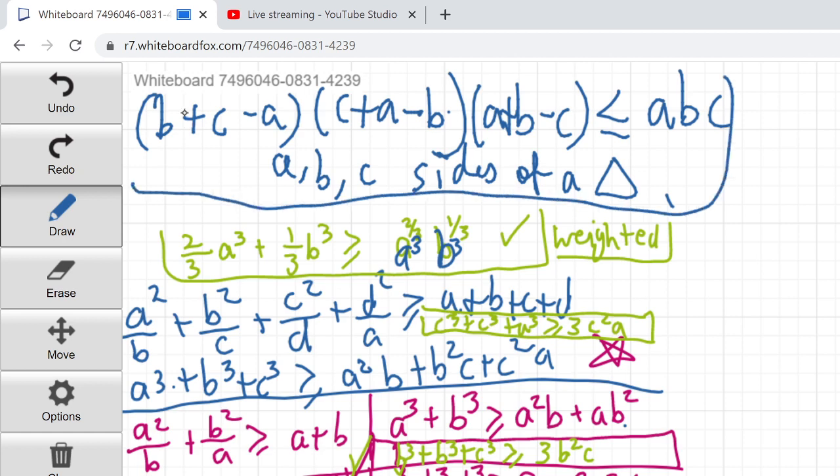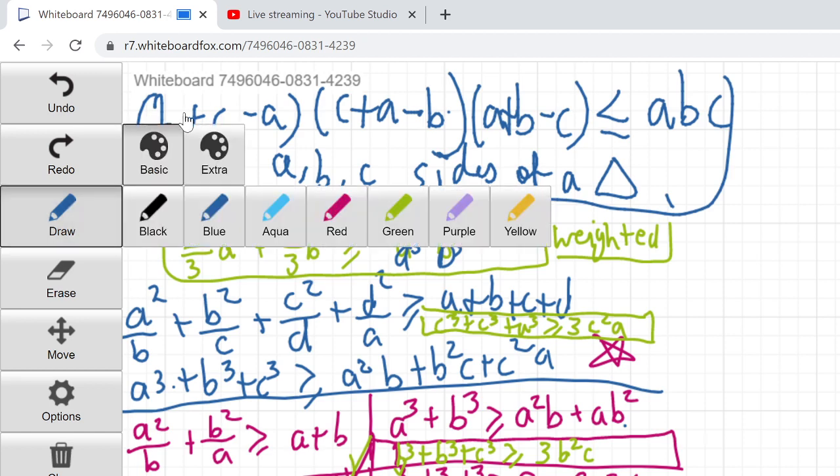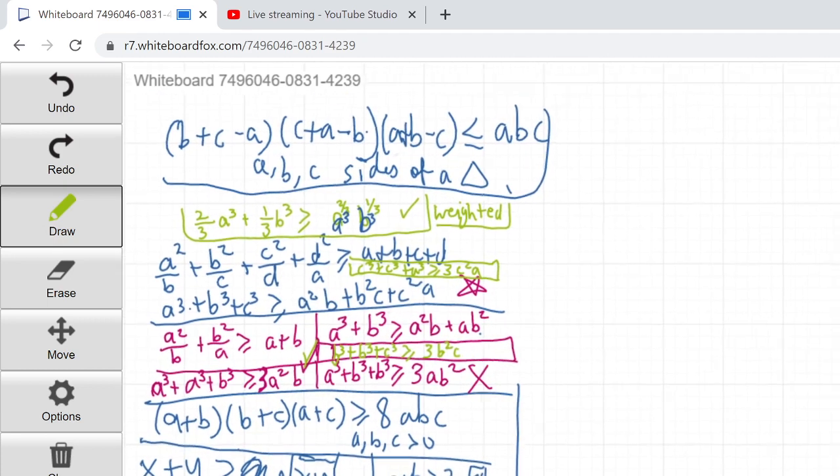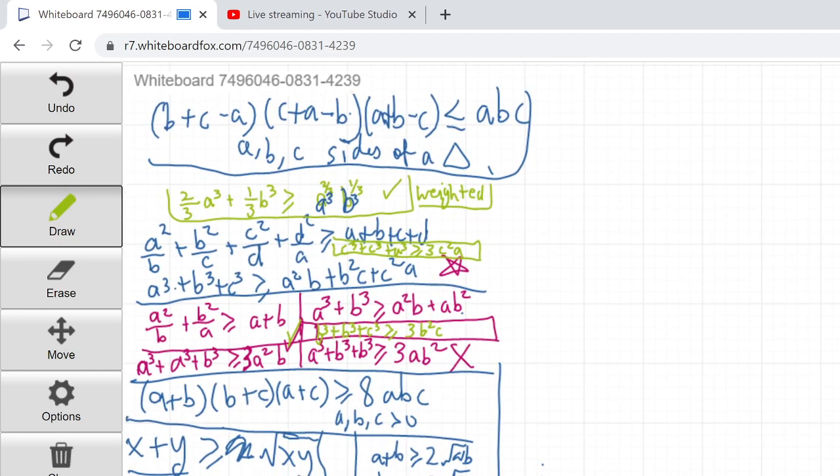One nice thing to do about this is, because they're sides of a triangle, can you see the expressions? Can you see that b plus c minus a is positive? Because of the triangle inequality, all those three numbers are positive. So what you can do is look at this equation here.